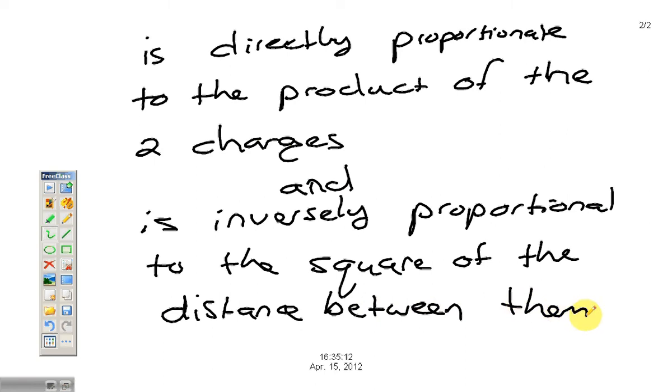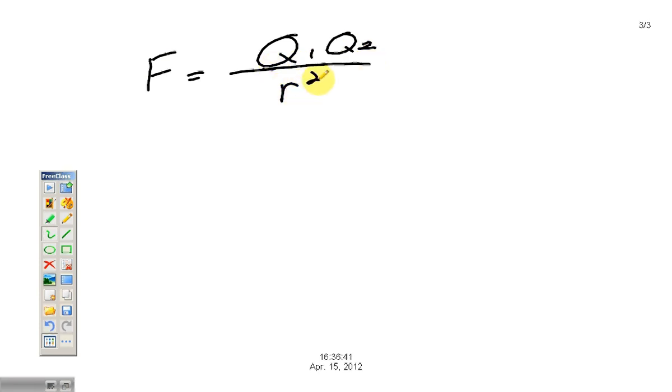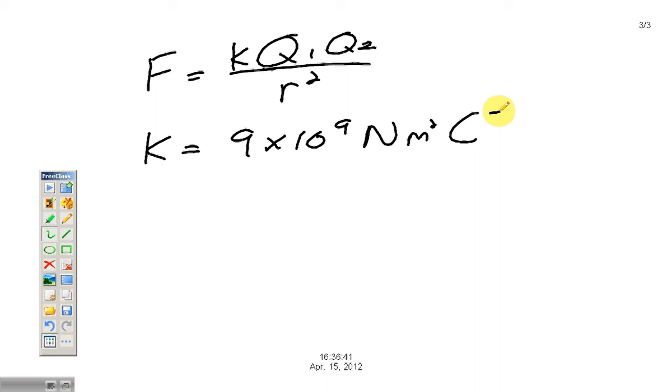So, sum it up in a formula. It looks like this: the force of attraction or repulsion is directly proportional to the product of Q1 and Q2, the charges, and inversely proportional to the square of the distance between them. We're just going to add another one now, which is K, and K is Coulomb's constant, which is 9 times 10 to the 9 newton meters squared per coulomb squared. So there we go, and we're now going to apply it.